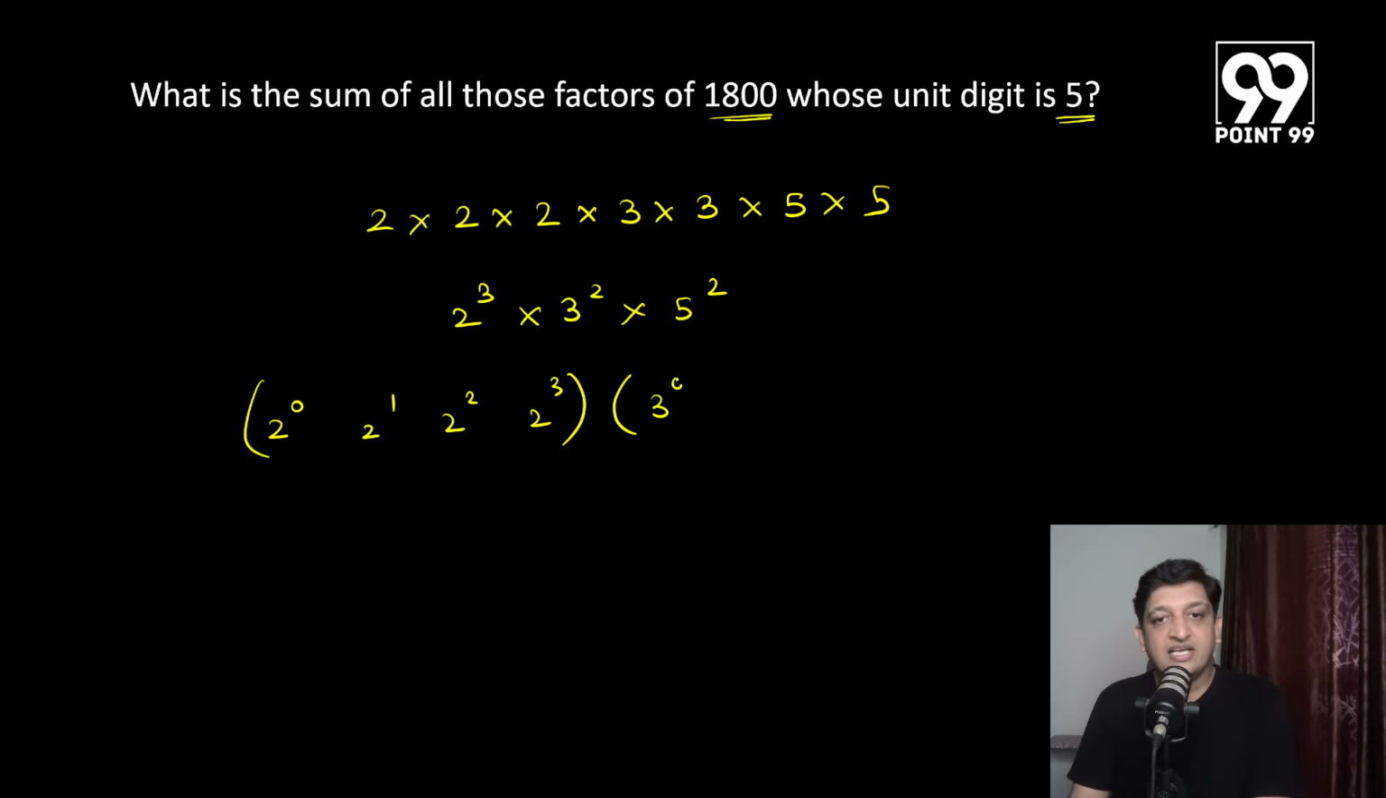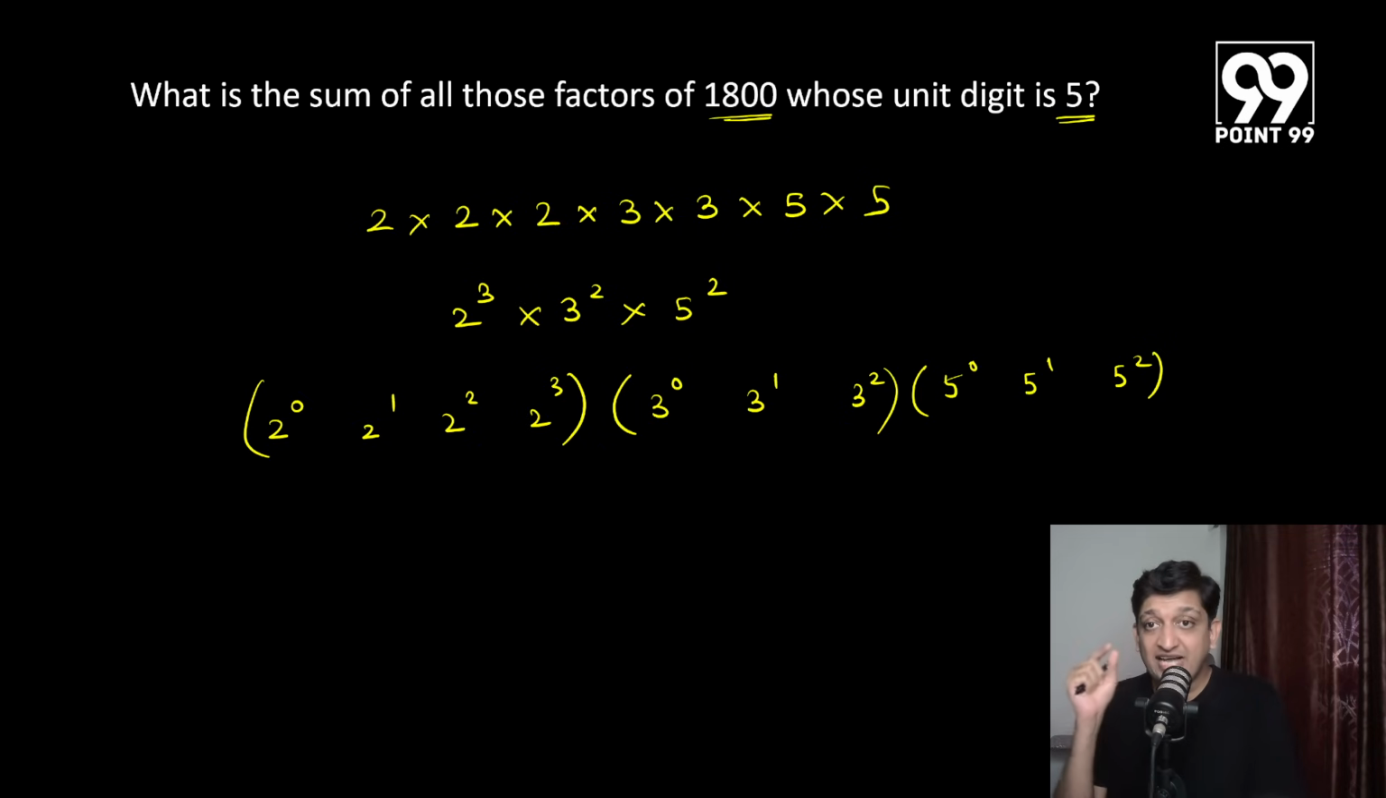What about 3's? It can either be 3 raised to 0, 3 raised to 1 or 3 squared. What about 5's? It's either 5 raised to 0, 5 raised to 1 or 5 squared. So these are my selections that are available. But the unit digit has to be 5. Now what can I say from here?